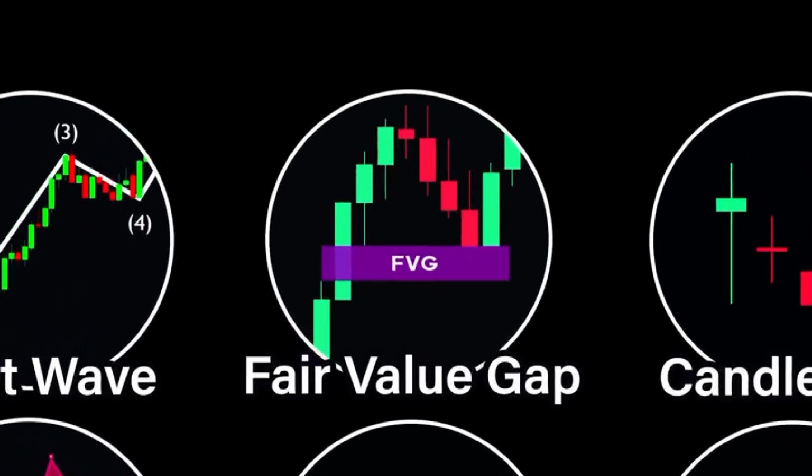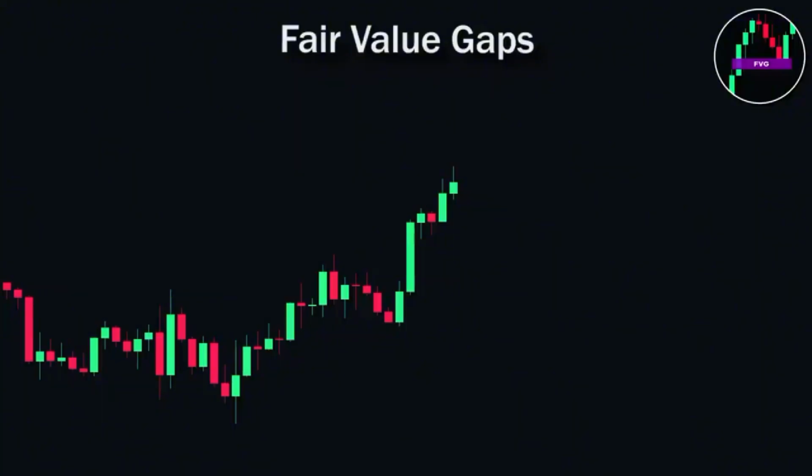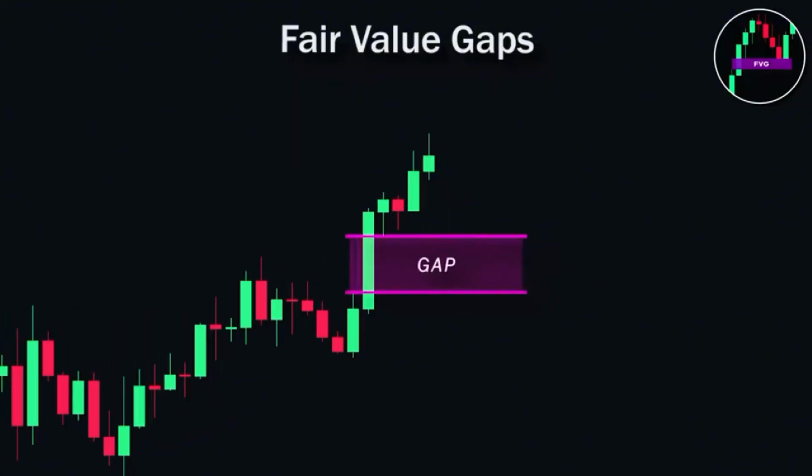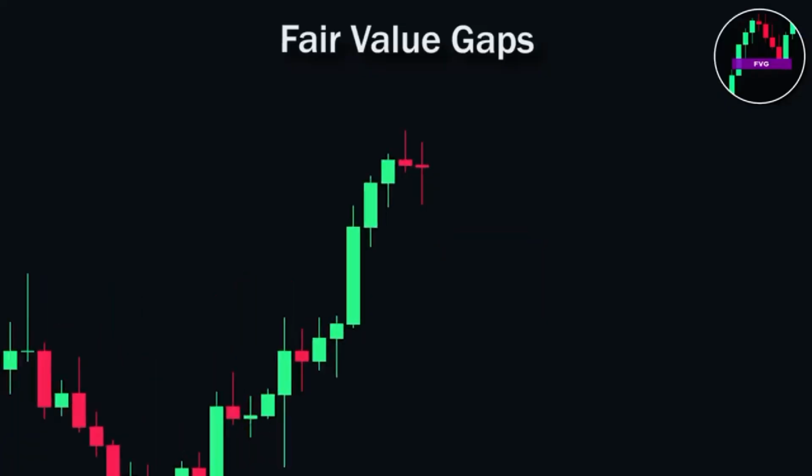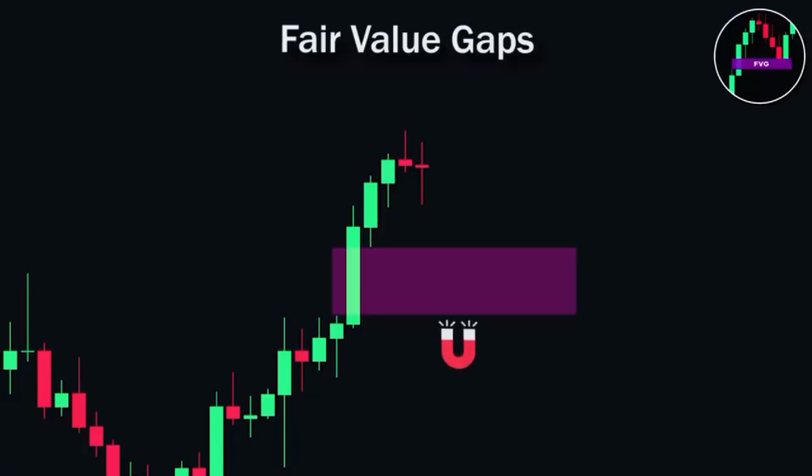Fair value gaps. A fair value gap occurs when a candle forms a significant gap due to an imbalance of buying or selling. To find a fair value gap, you first need to find a candle with a large body. Then, draw a rectangle at the gap, placing it between the previous candle's wick and the next candle's wick. This level now acts as a potential magnet, where price may revisit before continuing its movement.